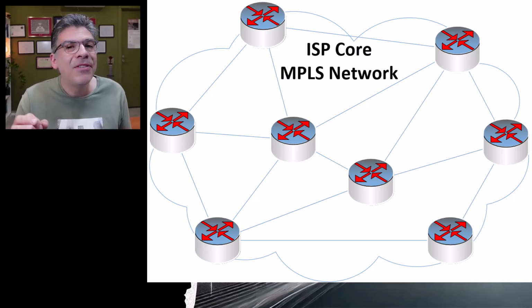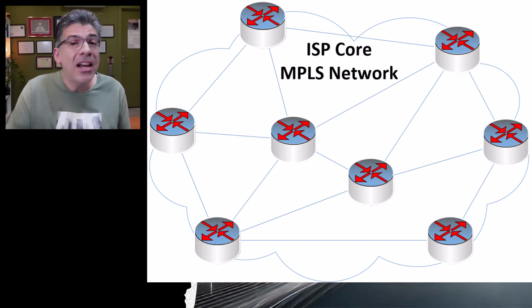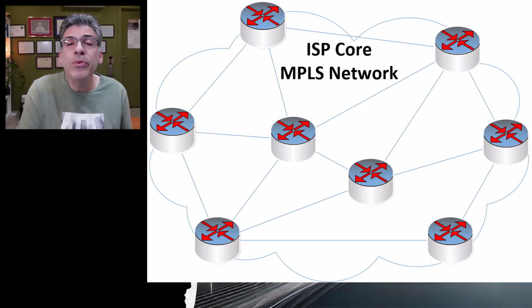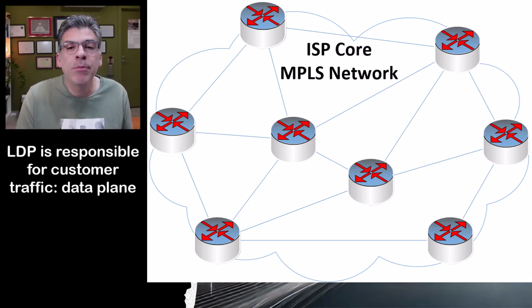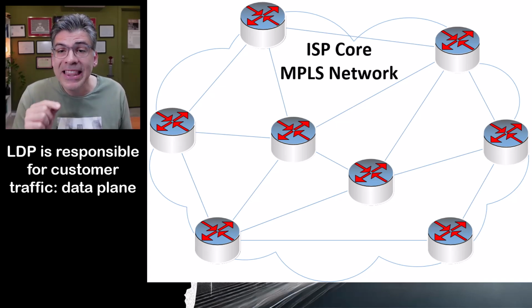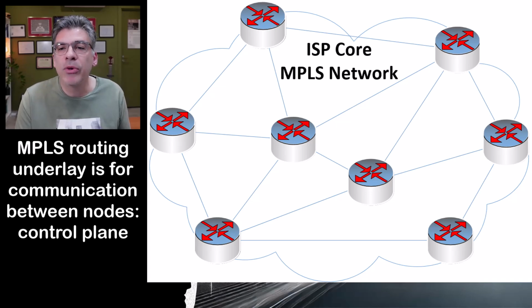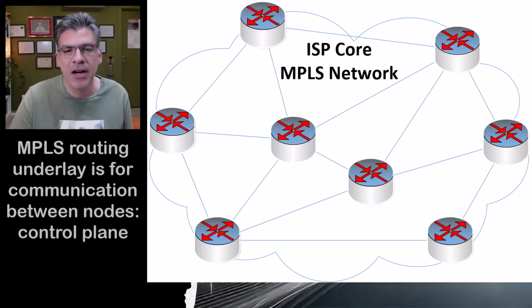Now, this is kind of counterintuitive because you will typically want to use MPLS and label switching instead of routing. So why do we need routing? Remember, MPLS label switching is responsible for transmitting customer traffic. This routing underlay here that we're talking about is here to allow the control plane to function.